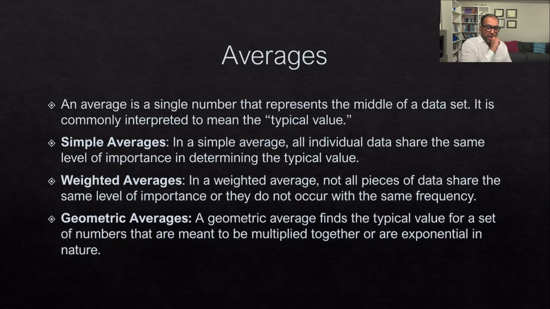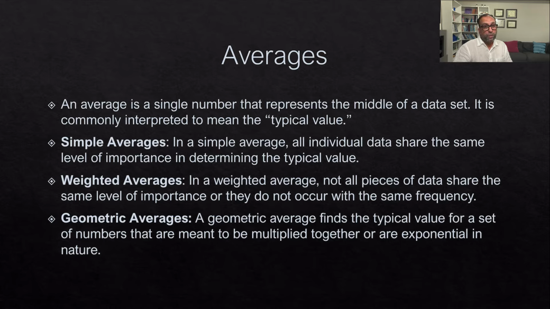Now averages. As I mentioned in the beginning, most of the time we are talking in figures or things in terms of averages. An average is a single number that represents the middle of a data set. It is commonly interpreted as a typical value or a mean value. Now averages are of many different types. One is a simple average. In a simple average, all individual data share the same weightage, or the same level of importance, in determining the typical value. Weighted average, in this case, each data has a different weight, and how do we calculate it?